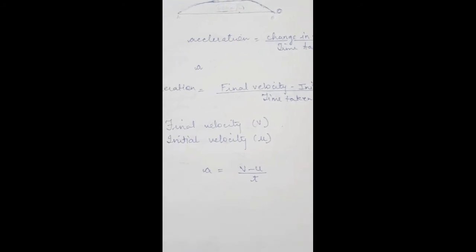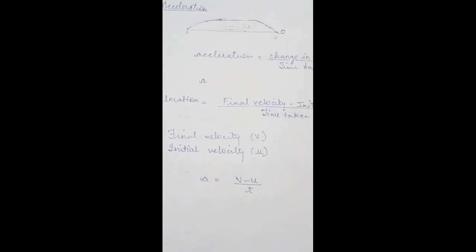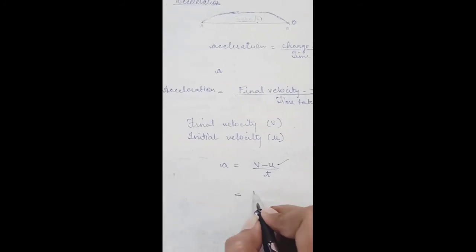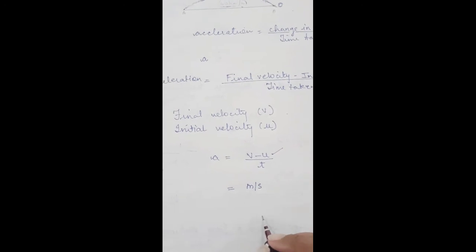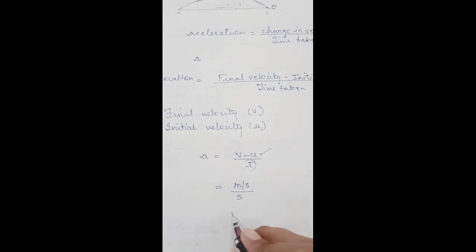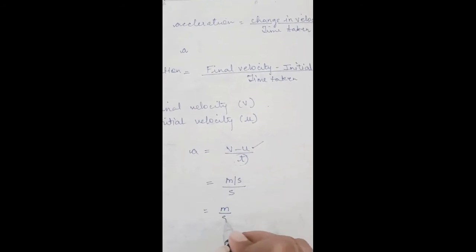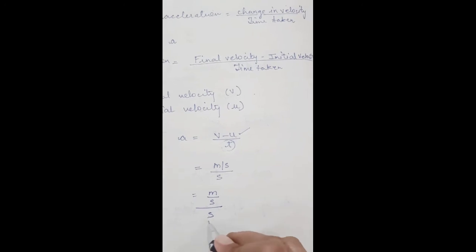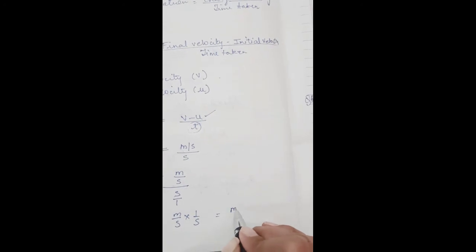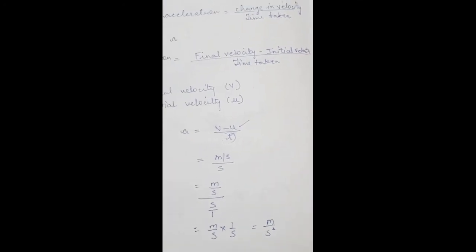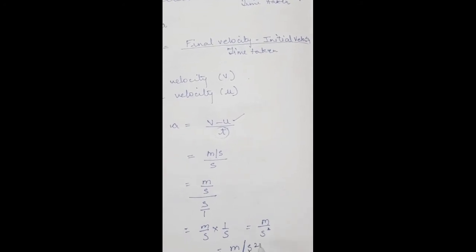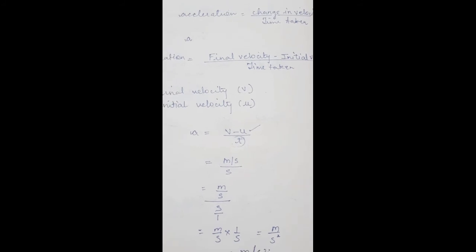And the unit of acceleration, see, this is change in velocity, and the SI unit of velocity is meter per second, right? And the unit of time is second. So what does it mean? Meter per second means meter per second by s. Now we reciprocate this, m upon s into 1 upon s. So here we get m upon s square. It means the SI unit of acceleration is meter per second square. Clear, everyone?